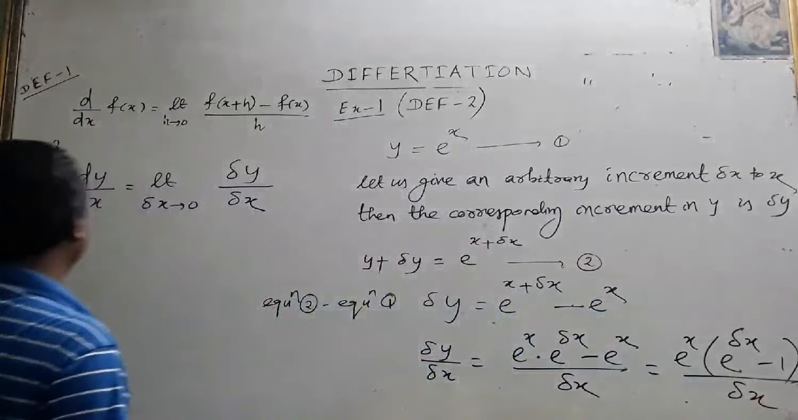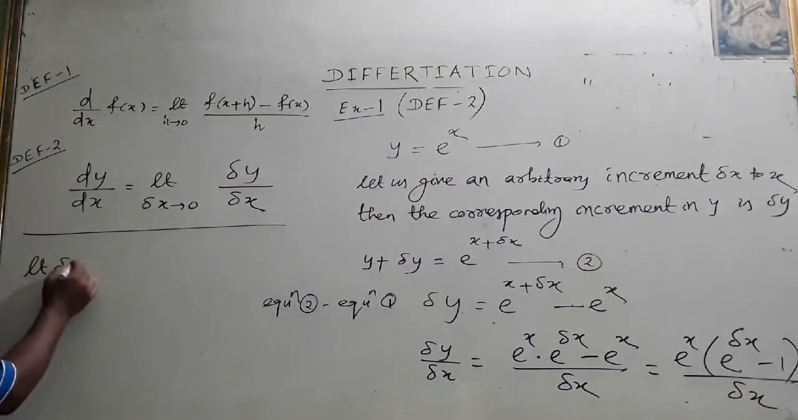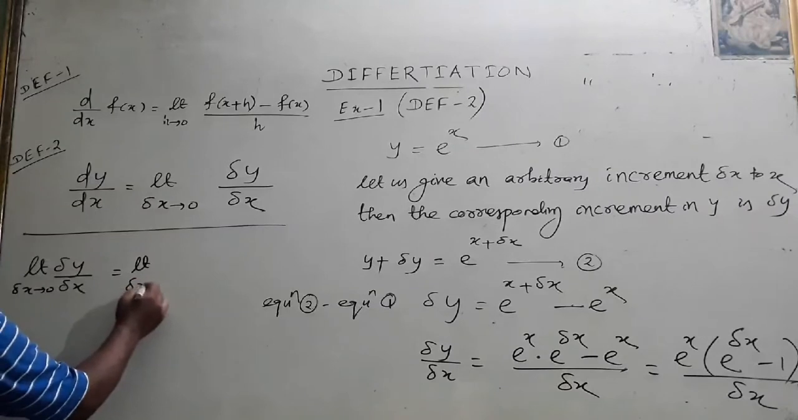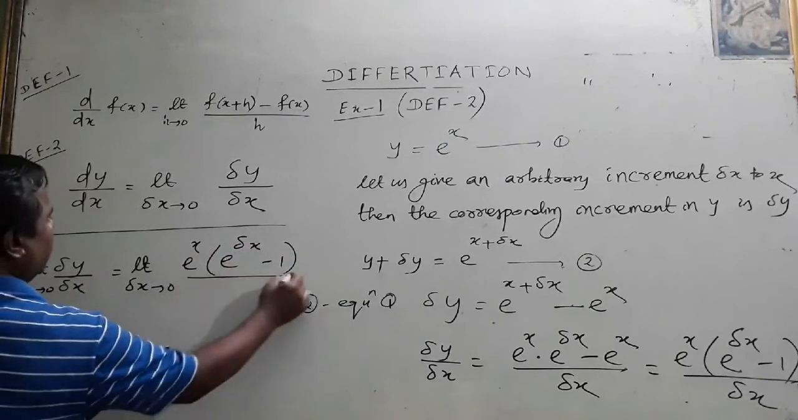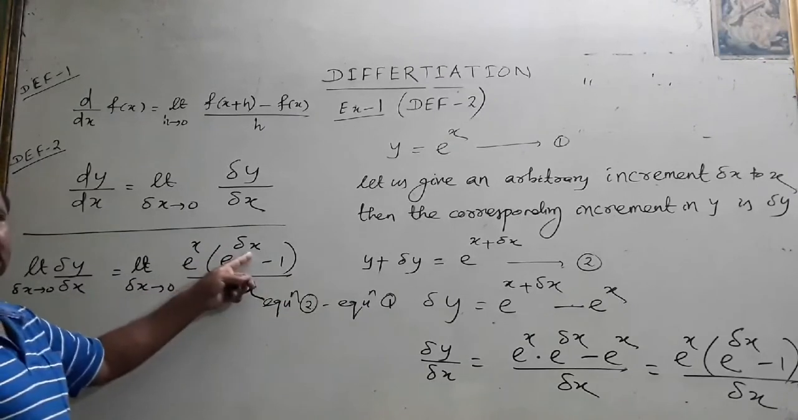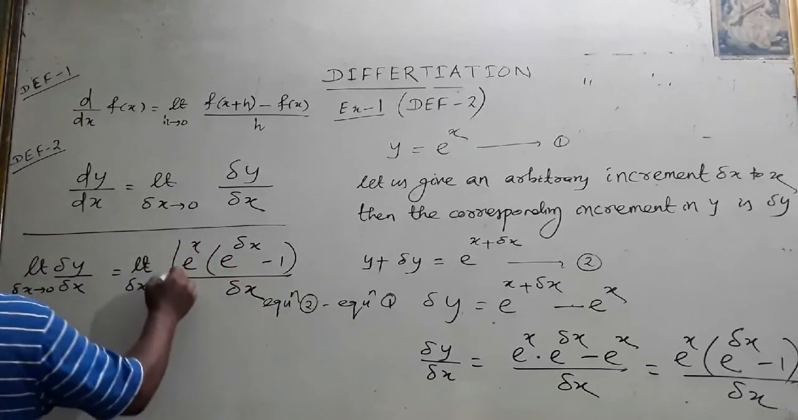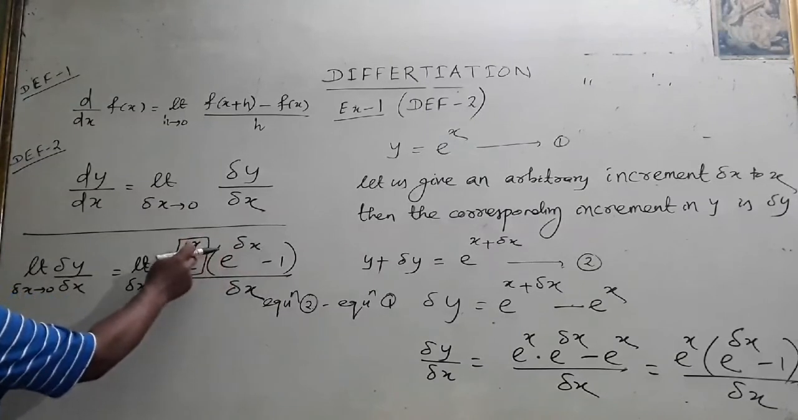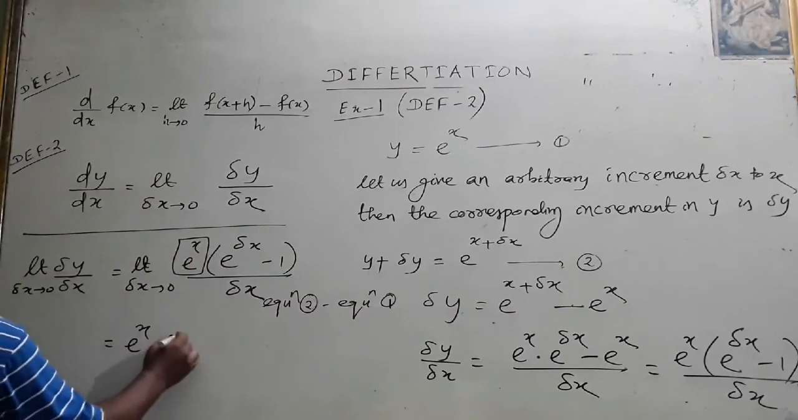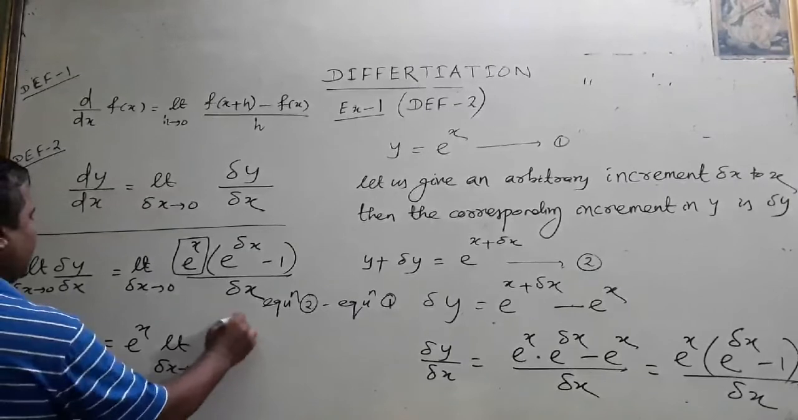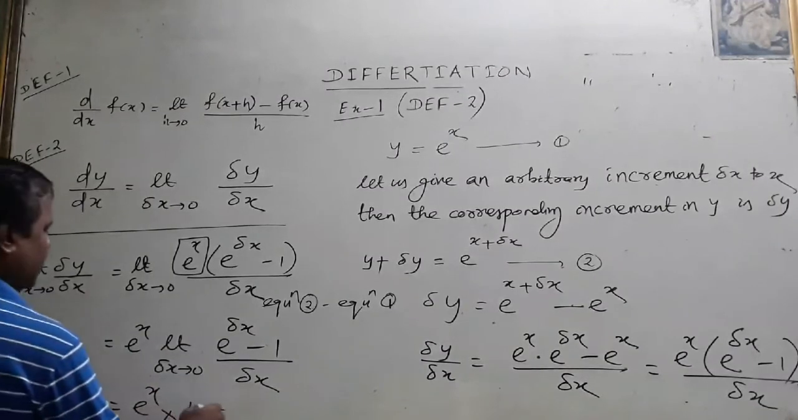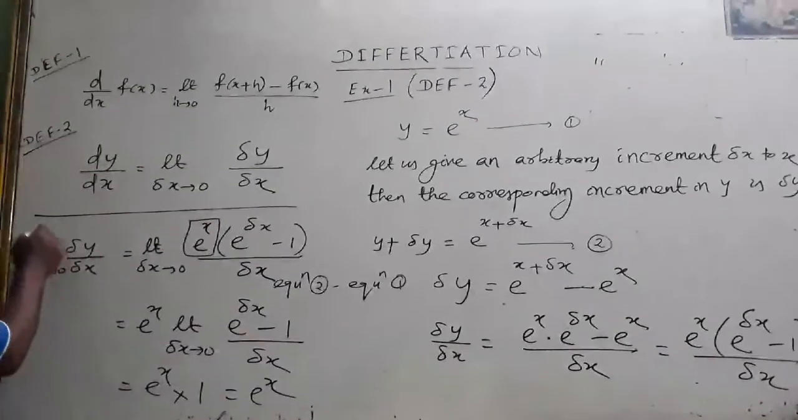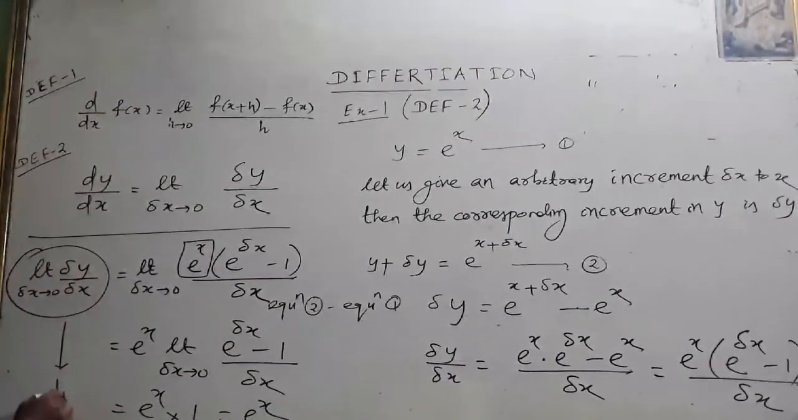So taking limit on both sides, limit delta x tends to 0 of delta y by delta x is equal to limit delta x tends to 0 of e to the power x into e to the power delta x minus 1 by delta x. Here the variable is delta x, not x. So e to the power x will come outside. Limit delta x tends to 0, e to the power delta x minus 1 by delta x is 1. It is e to the power x into 1, which is equal to e to the power x. And this becomes dy by dx.